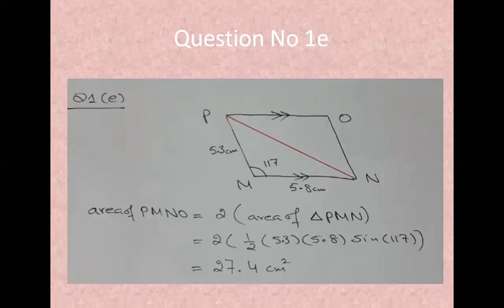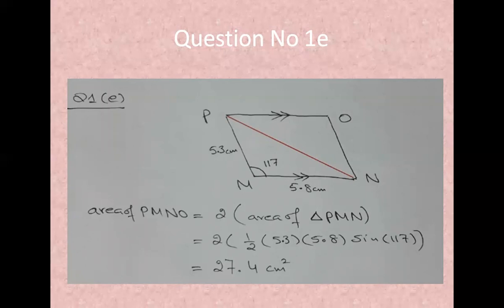So on your screen, question number 1, and this E part here, a parallelogram is given, and the adjacent sides, their lengths are given. The PM side is 5.3 centimeters, MN side is 5.8 centimeters, and the angle between these two sides is 117. So the question is to find the area of this parallelogram.